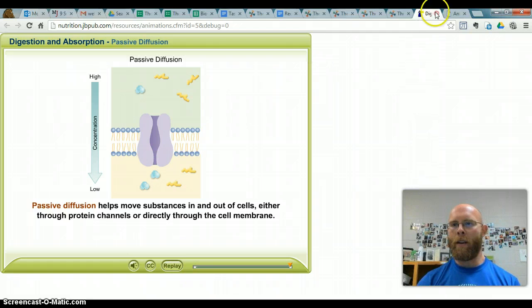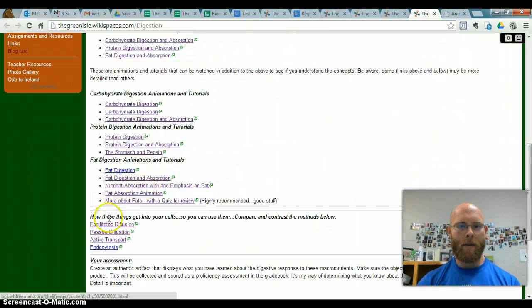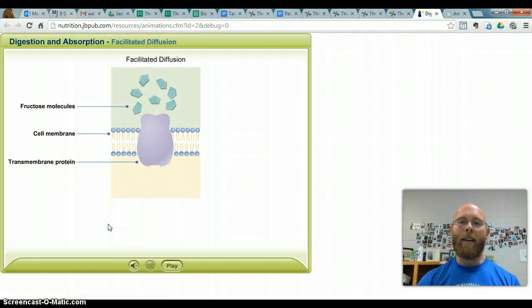Alright, let's go take a look at facilitated diffusion. Again, this is diffusion, meaning it's going to go from areas of high concentration to areas of low concentration. And from this, we can also infer, even though it doesn't say passive, it's diffusion, it doesn't require energy as well. Facilitated, though, means to help, and I want you to see this.